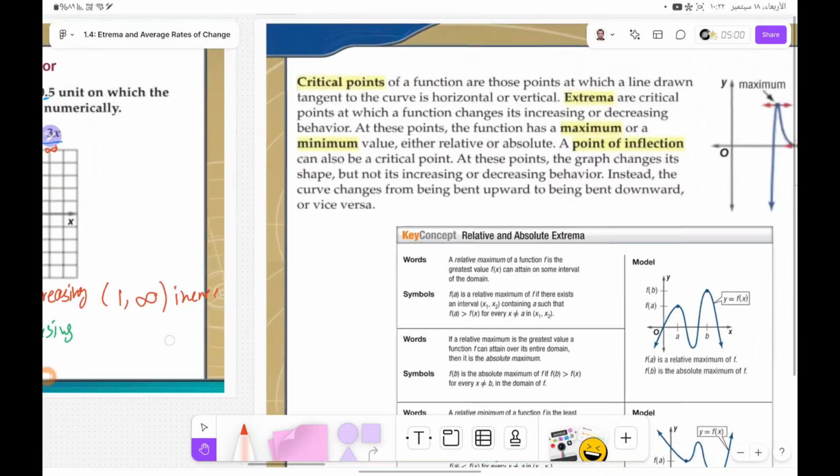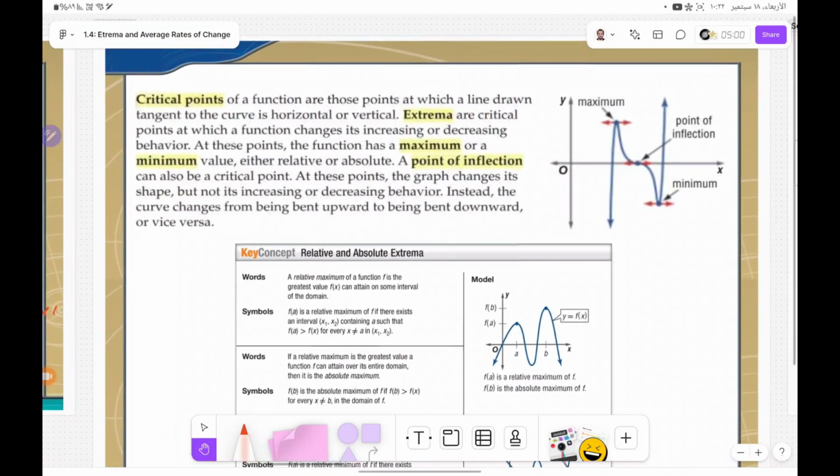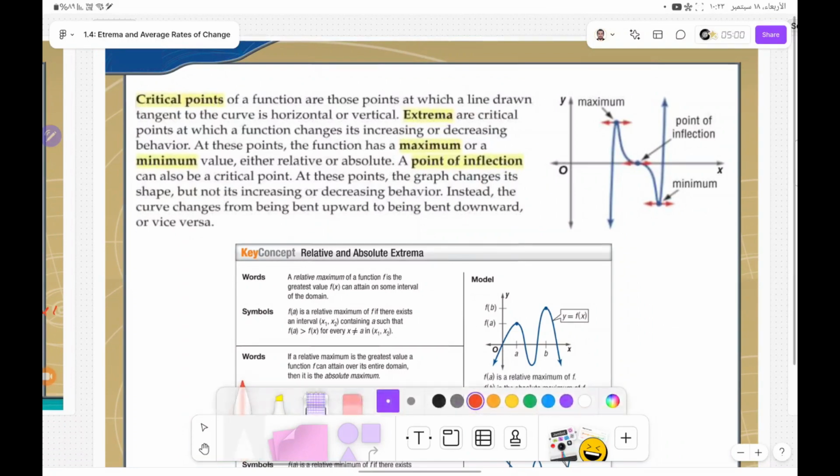Now let's have a look at the critical points, extrema, maximum, point of inflection, and minimum. Before we start, let's read what a critical point means. Critical points of a function are those points at which a line drawn tangent to the curve is horizontal or vertical. As you can see in this graph, look at this function in the blue color.